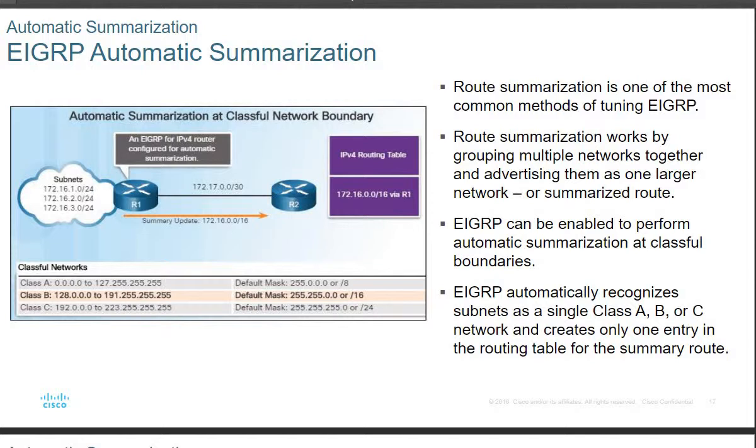Automatic Summarization. EIGRP Automatic Summarization. Route summarization is one of the most common methods of tuning EIGRP. Route summarization works by grouping multiple networks together and advertising them as one larger network or summarized route. EIGRP can be enabled to perform automatic summarization at classful boundaries. EIGRP automatically recognizes subnets as a single Class A, B, or C network, and creates only one entry in the routing table for the summary route.